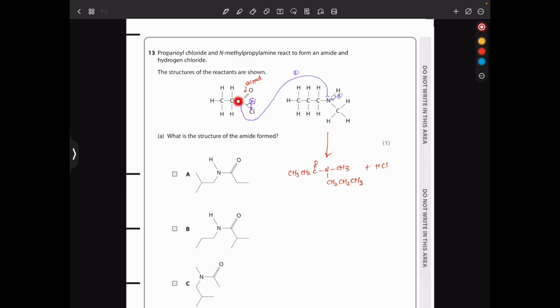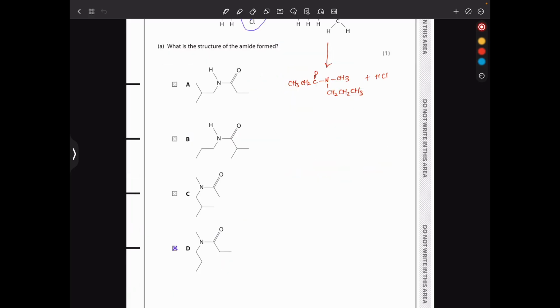Number 2, then this carbon attaches to the nitrogen. And then the hydrogen goes away, creating this as the structure. Then the hydrogen and the Cl form HCl. So we are looking for this structure here. And if you look at the possible answers, CH3, CH2, CH2, which is that, then nitrogen with this CH3 being here, and then the rest, which is that, being there. So this is the answer.